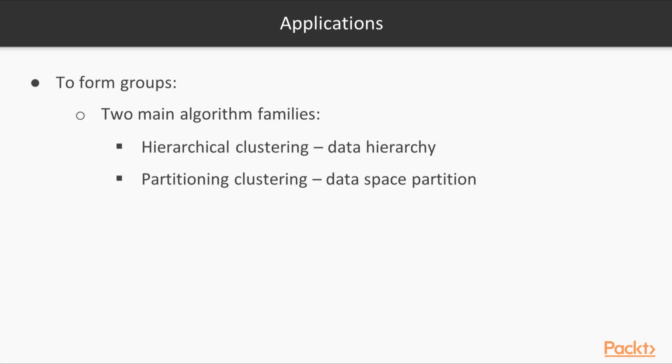Once you have chosen a way to calculate the distance, we have to decide how to form groups. Two main algorithm families can be identified: hierarchical clustering and partitioning clustering. Hierarchical clustering works by making a data hierarchy, while partitioning clustering works by making a data space partition. Let's first talk about hierarchical clustering.